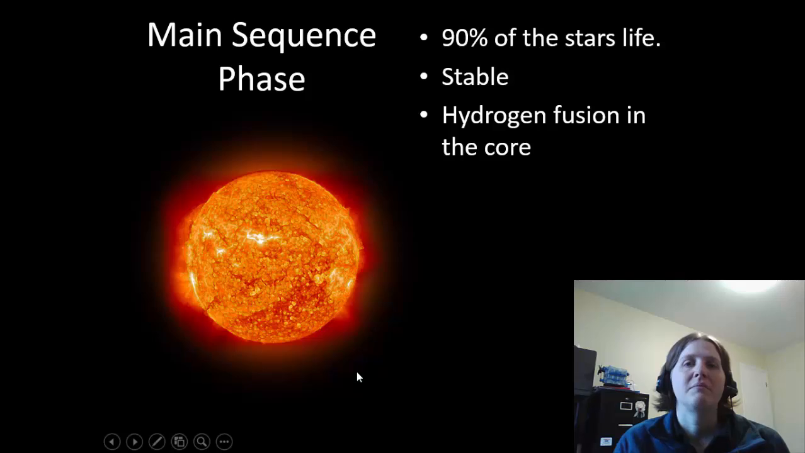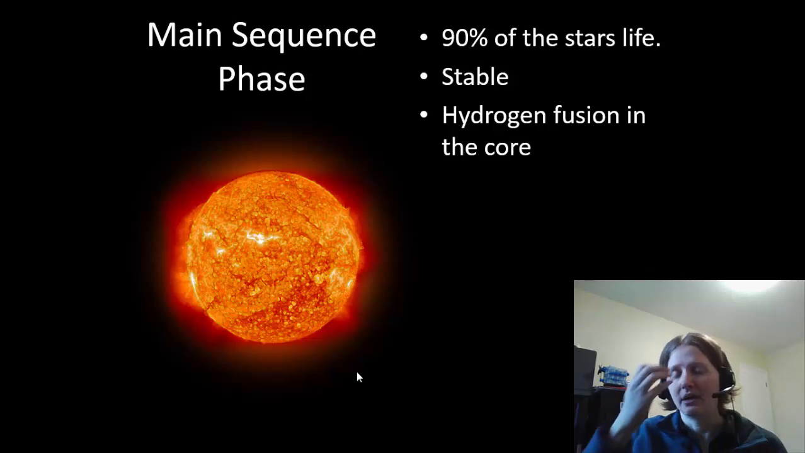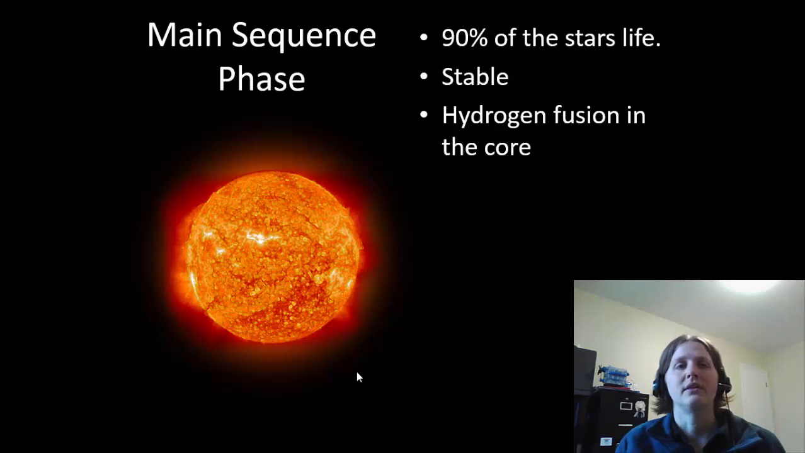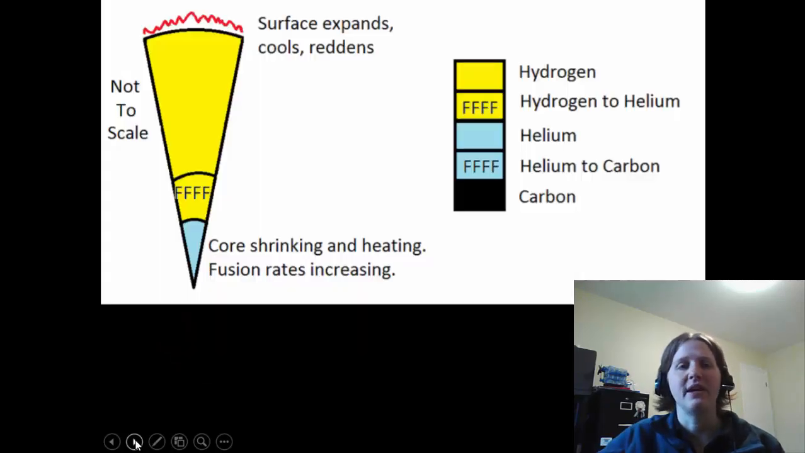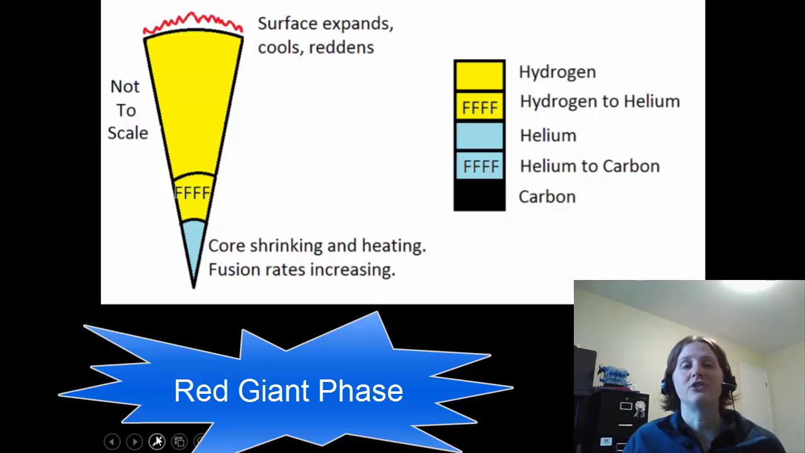Okay. The main sequence phase takes up about 90% of the star's life, and remember that lower mass stars have longer lives. The main sequence phase is stable because of that hydrogen fusion in the core, because of the solar thermostat. Alright, so this is the phase that pretty much defines the star's life. Right. So, when we end the main sequence phase, we're going to start the red giant phase.